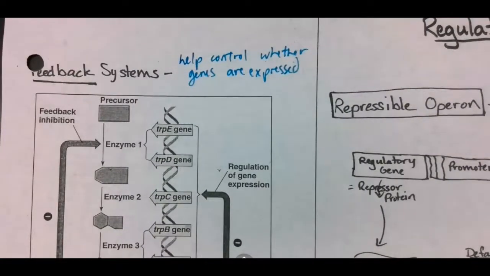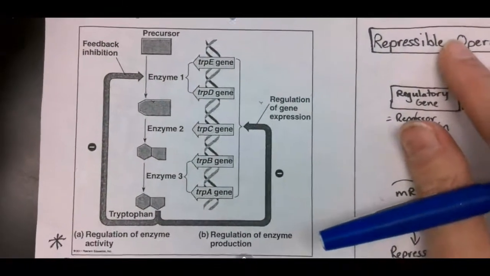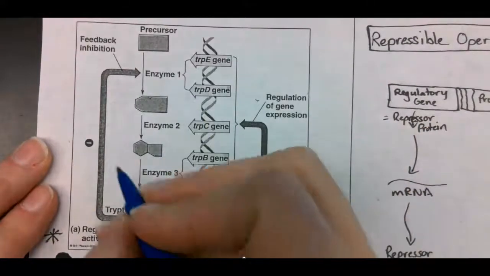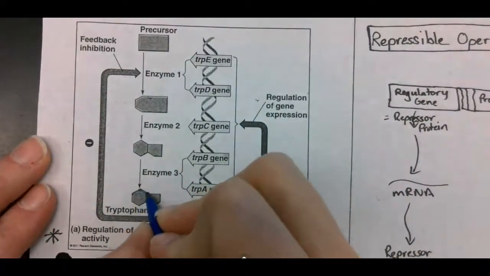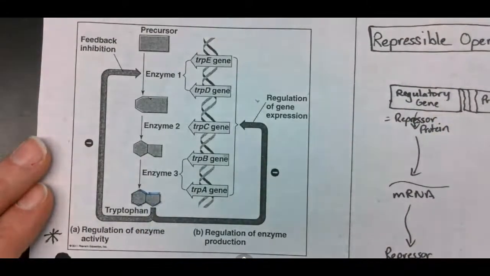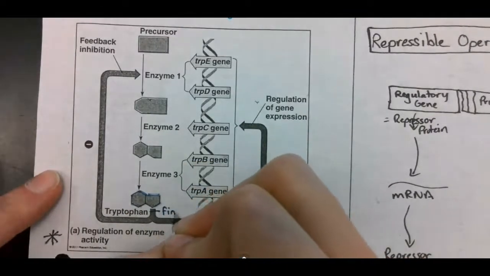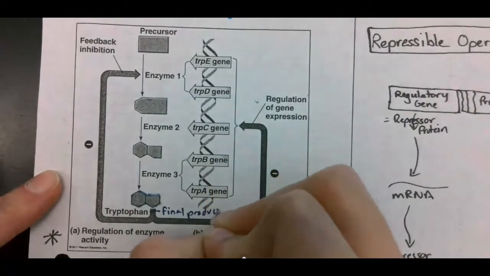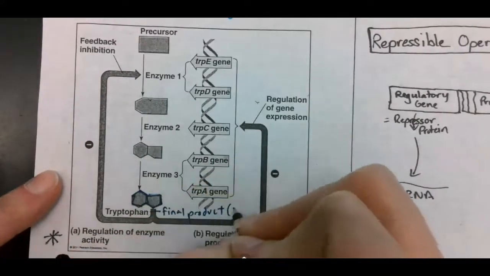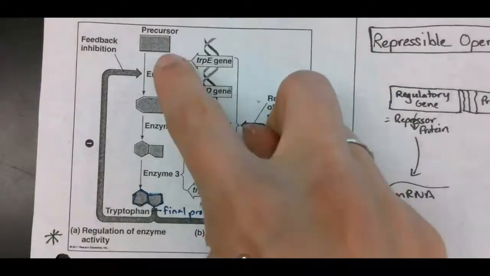Let's say that we want to make an enzyme, or actually it's an amino acid. We want to make an amino acid called tryptophan. Tryptophan here then is the final product. Okay, so we want to make our tryptophan. This is our final product. And like I said, tryptophan is an amino acid. So we have our precursor molecule.